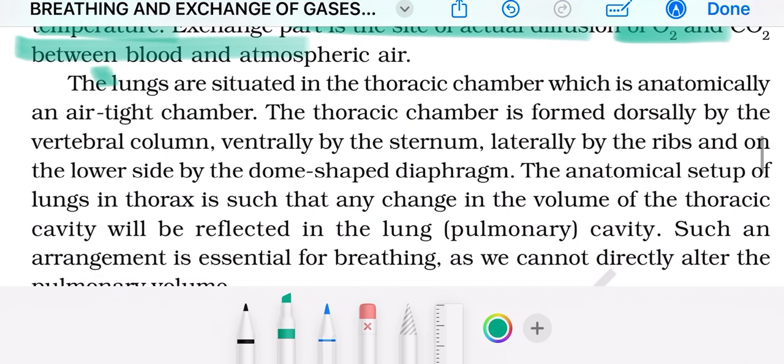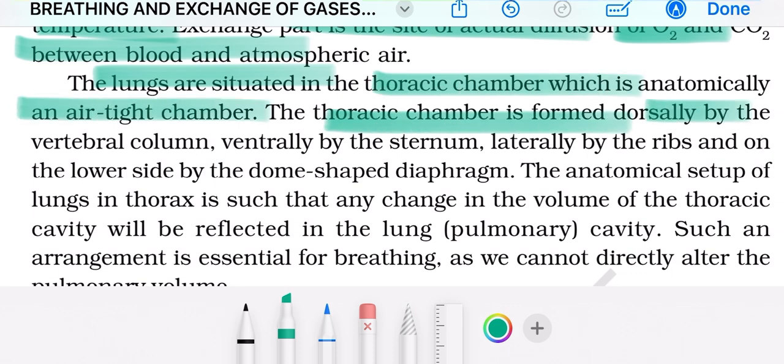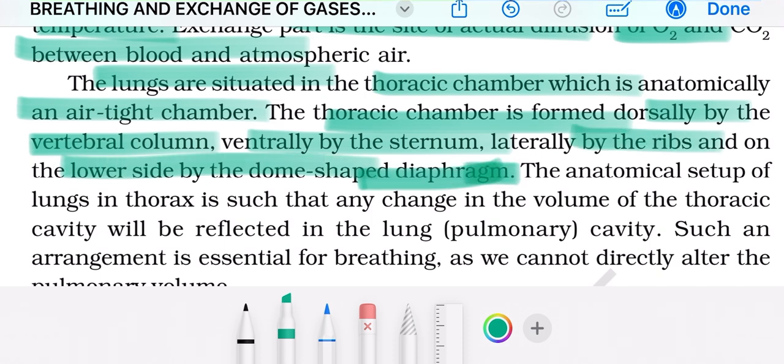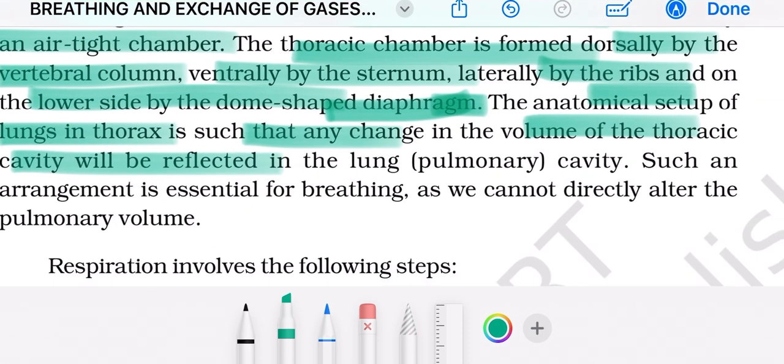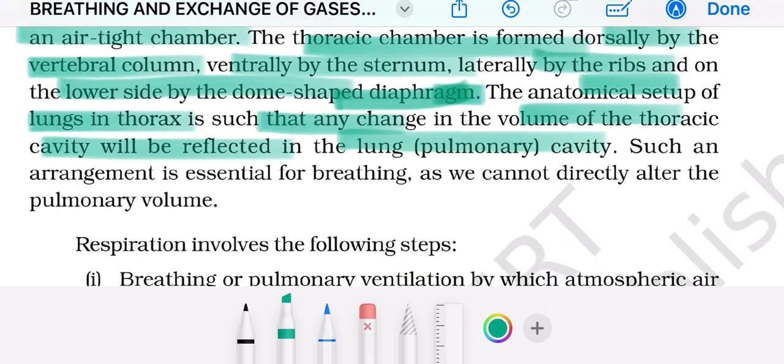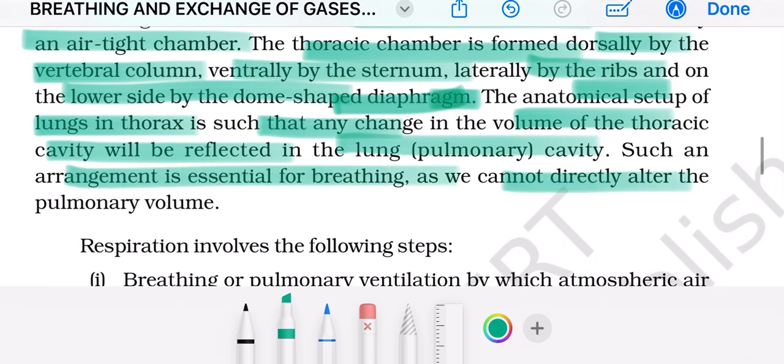The lungs are situated in the thoracic chamber, which is anatomically an airtight chamber. The thoracic chamber is formed dorsally by the vertebral column, ventrally by the sternum, laterally by ribs, and on the lower side by the dome-shaped diaphragm. The anatomical setup of lungs and thorax is such that any change in the volume of the thoracic cavity will be reflected in the lungs. Such an arrangement is essential for breathing, as we cannot directly alter the pulmonary volume.